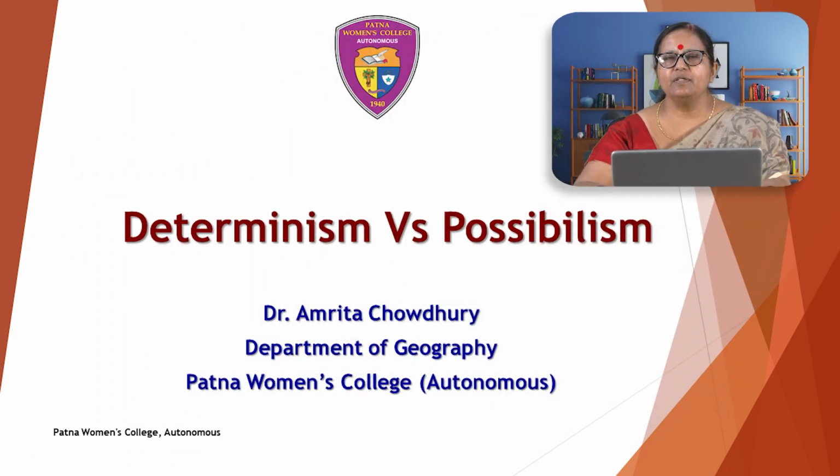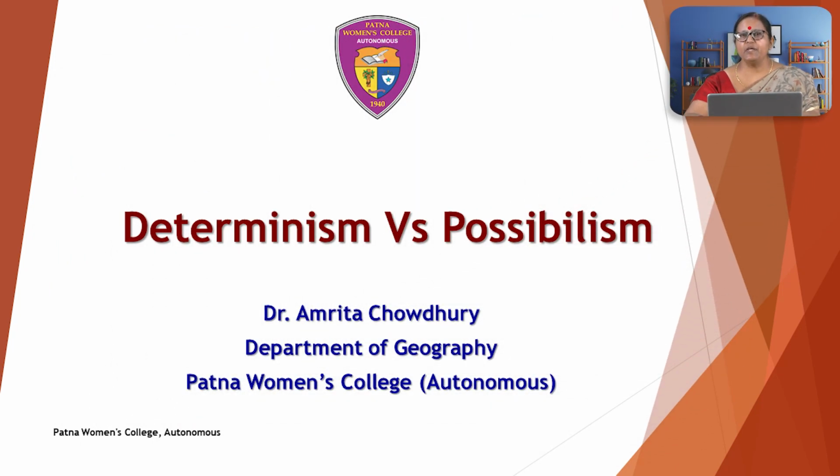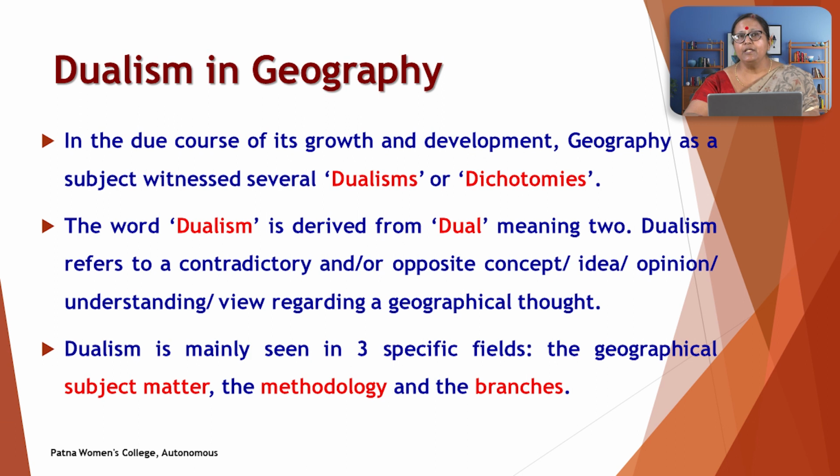I am Dr. Amrita Chowdhary from Patna Women's College, and today my topic is Determinism versus Possibilism, a very common yet very important topic of geographical thought that is taught at every level of geography, right from graduation to post-graduation. Now, what is determinism versus possibilism? It is a prominent dualism. Now, dualism is a common phenomenon in the subject of geography.